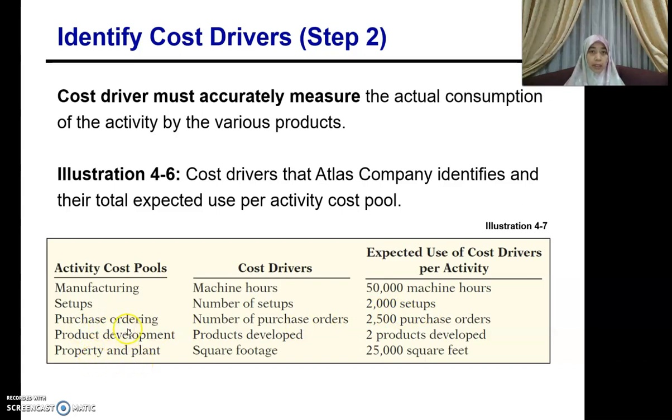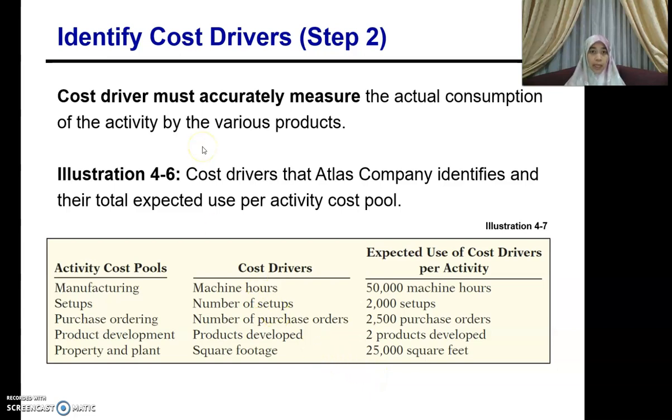The same goes with your purchase order, product development, and then property and plant. For purchase order, it has been identified that the number of purchase orders is the one that drives you to incur more or less of that particular cost. So altogether, there are 2,500 purchase orders. And then what about the product development? For product development, you identify the cost driver is the number of products that you have developed. In this case, you have developed two products. One is App Bench and the other one is App Coaster. So in total, you have two products developed. And then what about the property and plant? You identify the cost driver for that is the square footage, and in total you have 25,000 square feet.